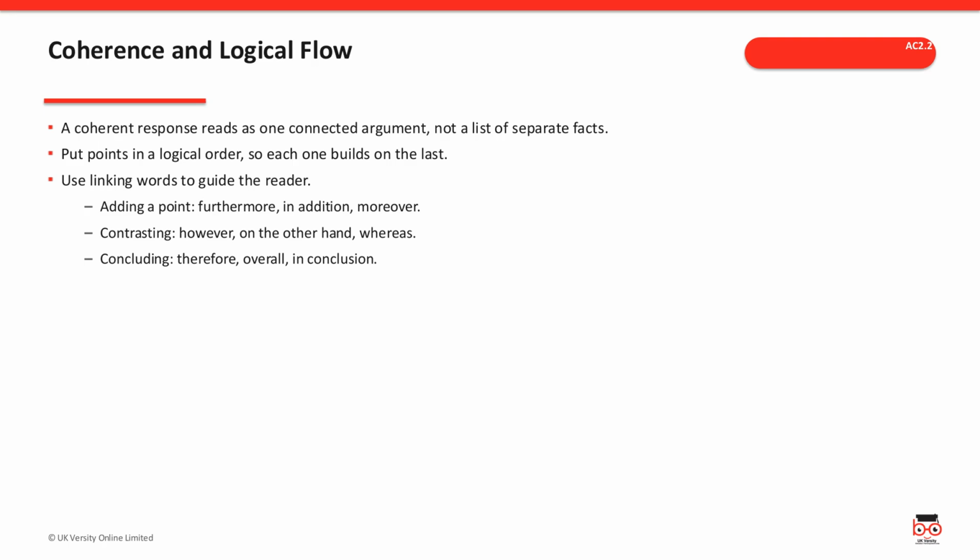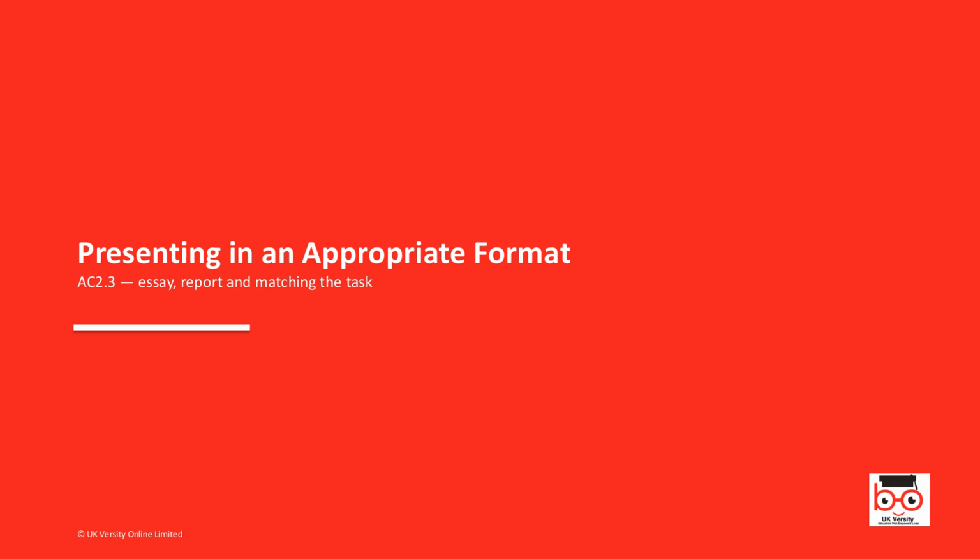Coherence is what makes a response read as one connected argument rather than a pile of separate facts. Put your points in an order where each one builds on the last, and use linking words to guide the reader. To add a point, reach for furthermore or moreover. To contrast, try however or whereas. And to close, use therefore or overall. Those small words do a surprising amount of quiet steering.